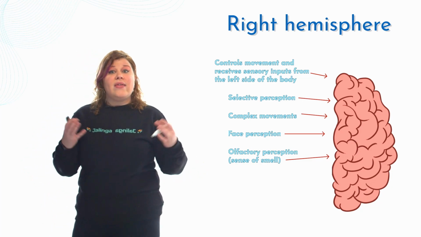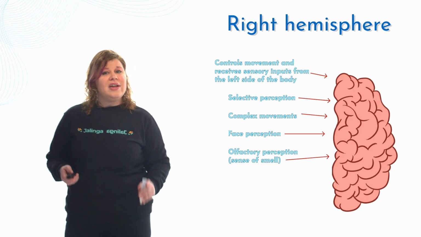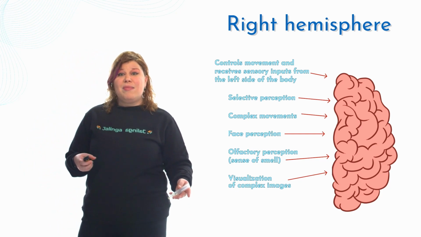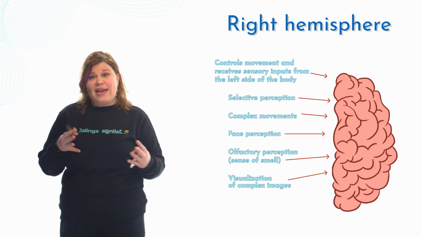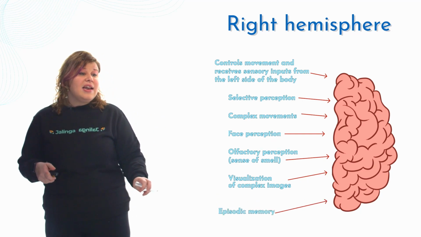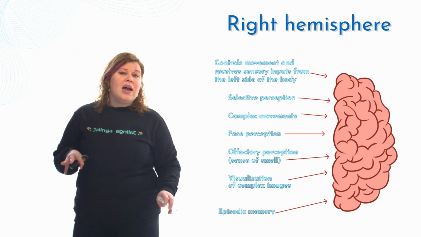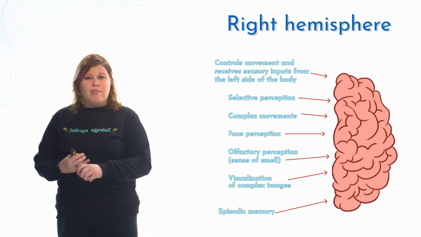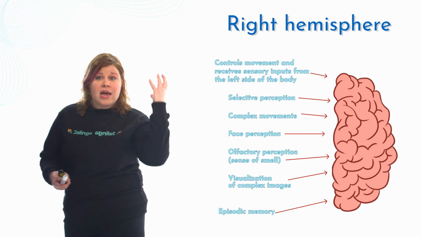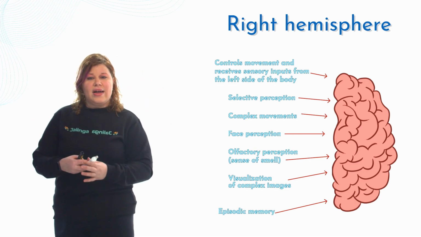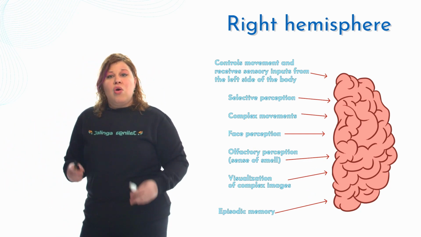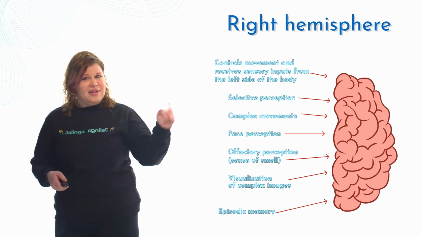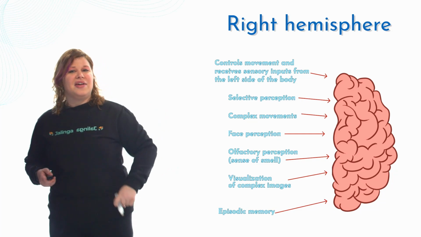We also have the sense of smell, olfactory perception, that's going on in your right hemisphere. The visualization of complex images, how a picture can be painted in your mind's eye. And episodic memory. Episodic memory is the narrative of your life, how you can remember your 5th birthday party and see it played right before your eyes. You can remember where you were, what you did next, what you were doing before. And like an episode, it'll all play right out in your head.